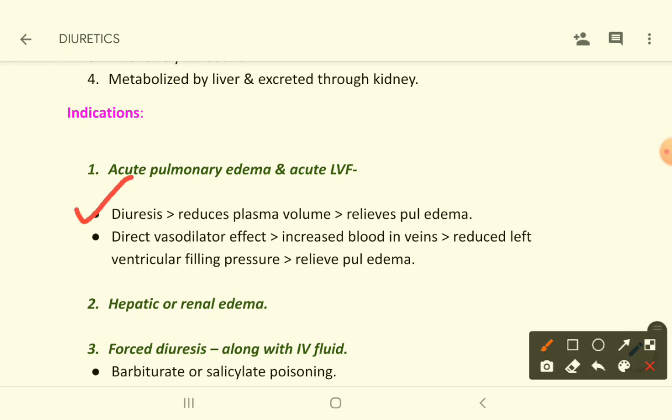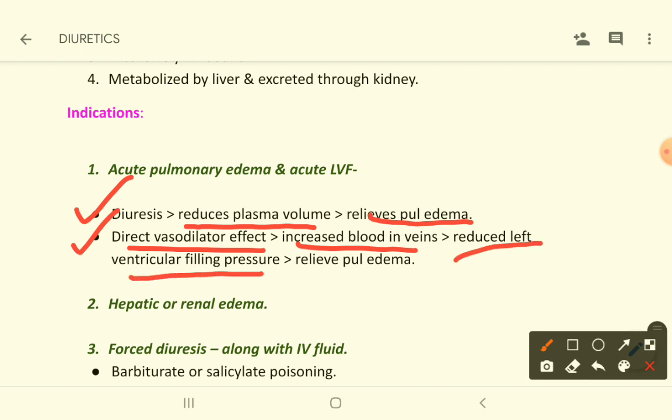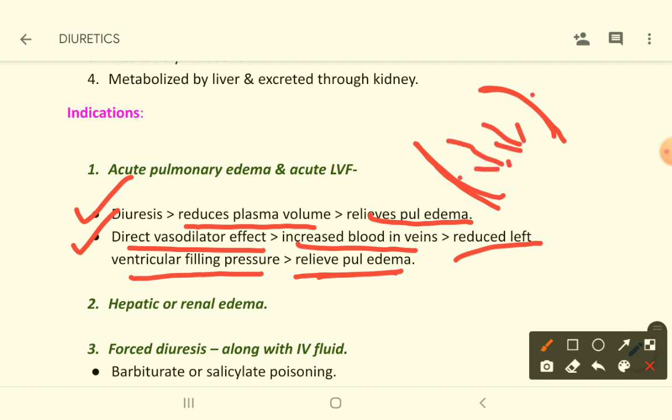You can see that diuresis leads to reduced plasma volume and relieves pulmonary edema, and also they have direct vasodilator effect, which can cause increased blood in veins, so reduce left ventricular filling pressure and relieve pulmonary edema. That means if they dilate the veins, there will be more blood in the veins, more pooling of the blood. Okay, so if you constrict the veins, the pressure will be more, and that will go to the heart, and that will increase the end-diastolic volume.